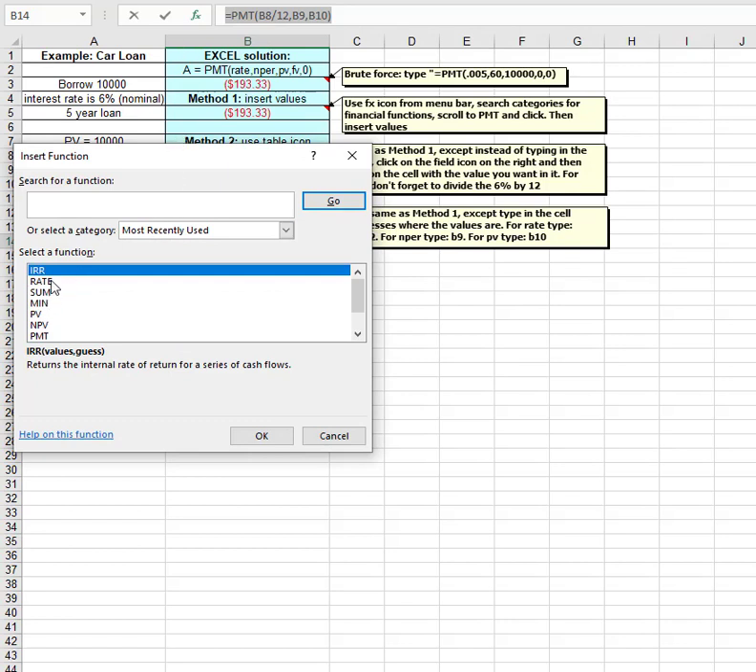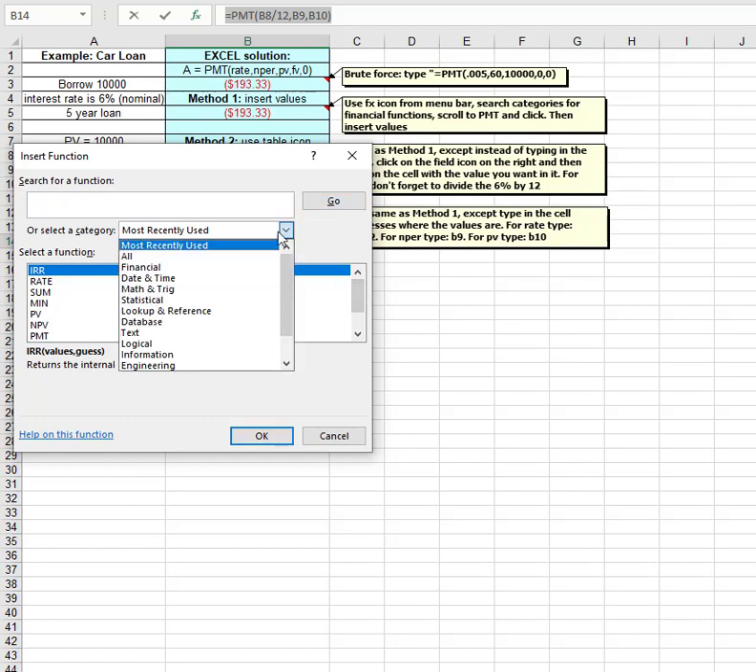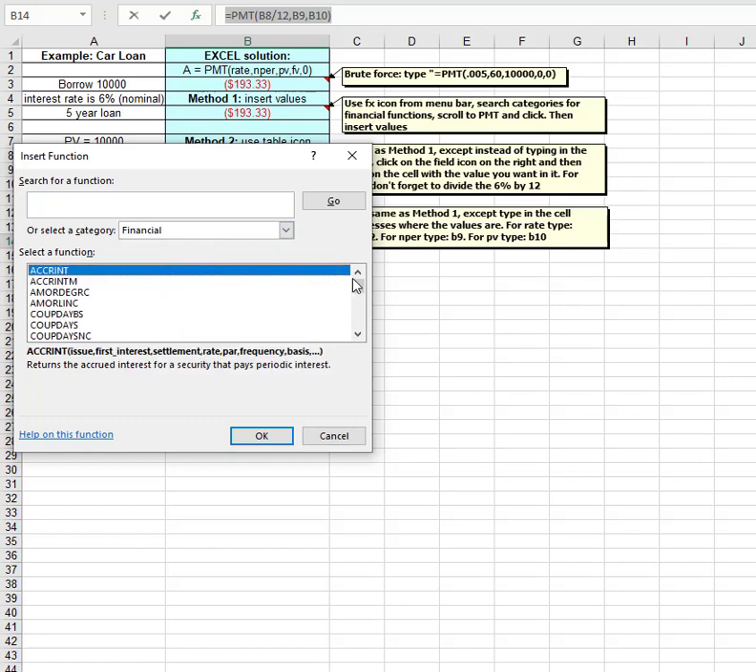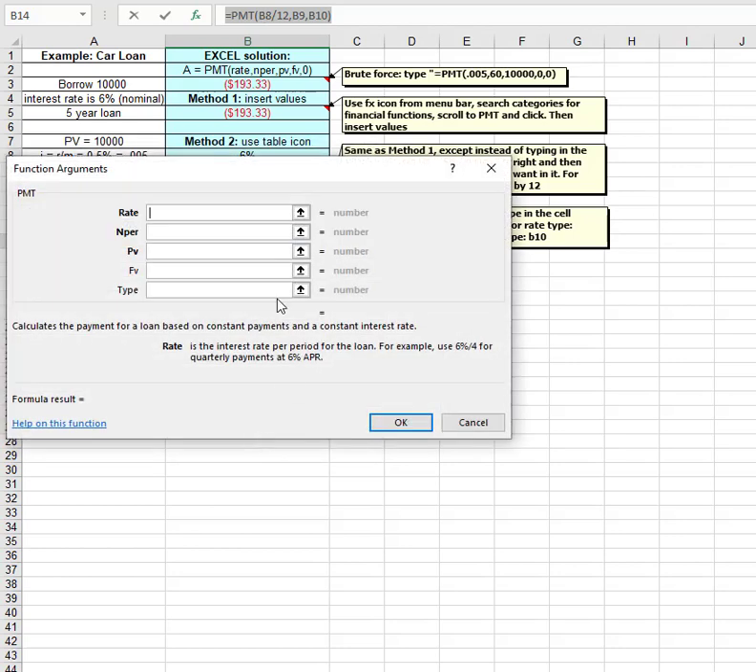So if you pull up the function screen with the f of x icon, you can see that under categories, we have lots of different types of functions. We want financial functions, and you can scroll down to the PMT function, the one we want. There it is. And then we can input the values and find what the value of the factor is.